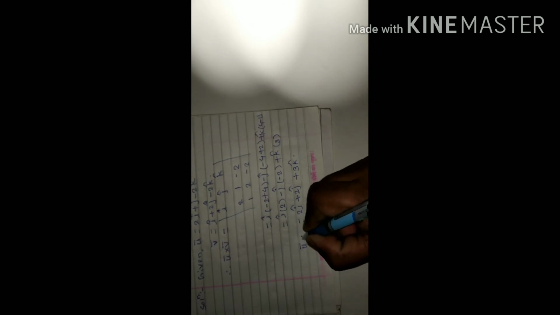It is equal to i cap in bracket minus 2 plus 4, that is plus 2, minus j cap in bracket minus 4 plus 2, that is minus 2, plus k cap 4 minus 1, that is 3. Then it is equal to 2i cap plus 2j cap plus 3k cap. It is the value of u bar cross phi bar: 2i cap plus 2j cap plus 3k cap.